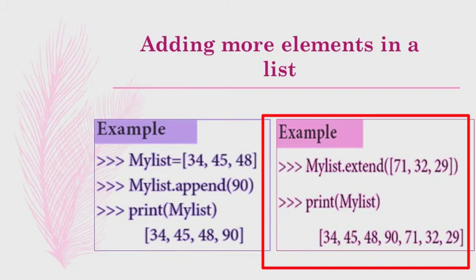And see the example for the extend function: my_list.extend of 71, 32, 29. Here we used square brackets within the parentheses. Next, if you print my list, the elements will be displayed on the output screen like this. See here, the elements 71, 32, 29 are added.